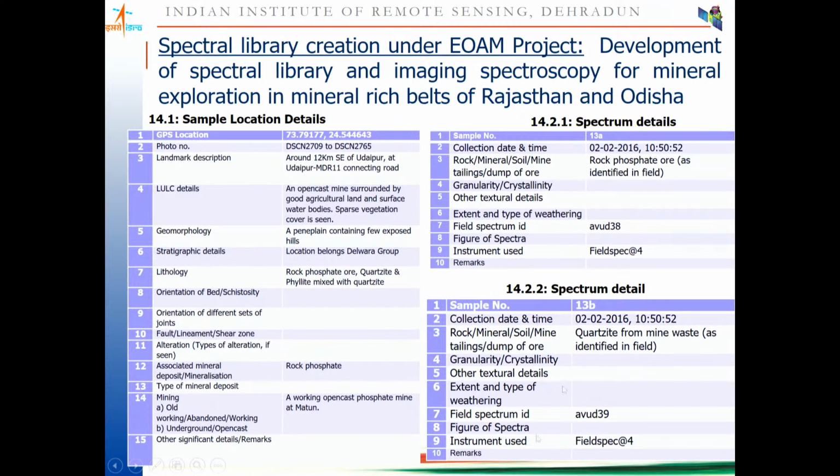We have taken a project and generated different types of spectra using it. This is the normal pro forma in which we generate the spectra. Because we collect samples in the field from sample locations, we collect photographs and write the photo number and landmark description, for example where it is: connected to the road, around 20 kilometers southeast of Udaipur, at this MDR 11. Then we write the LULC details, like an open cast mine surrounded by good agriculture.